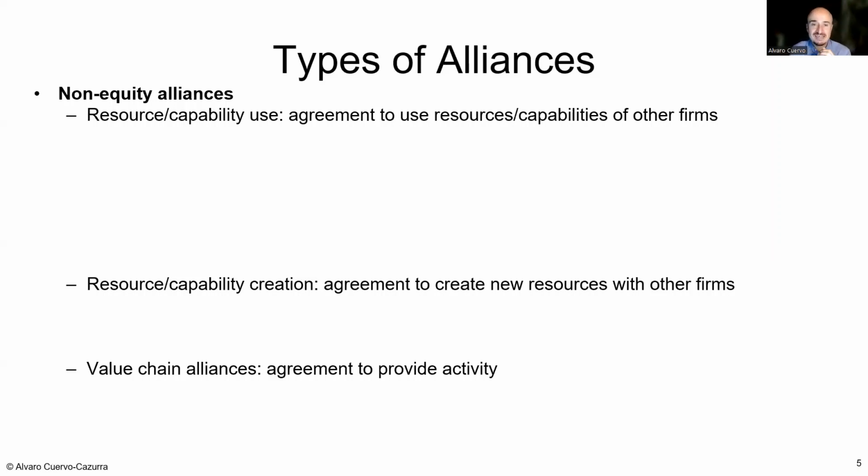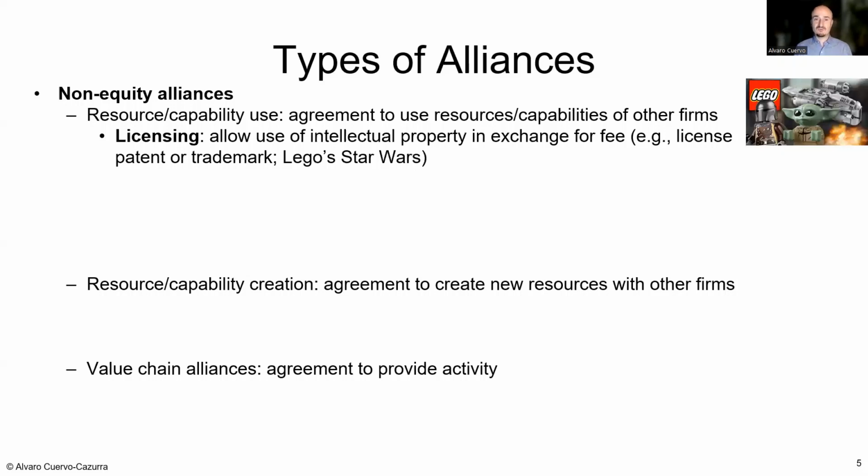Some of them are pretty much you getting access to existing capabilities and resources of other companies. You are trying to benefit from that, and the other company is also doing the same thing. Licensing. What is licensing? I have developed a new idea, technology, innovation. I have created a reputation. There is a brand. So I'm going to allow you to use my intellectual property for a fee.